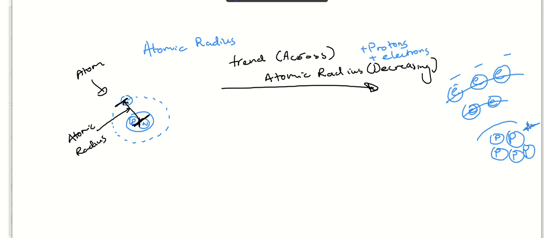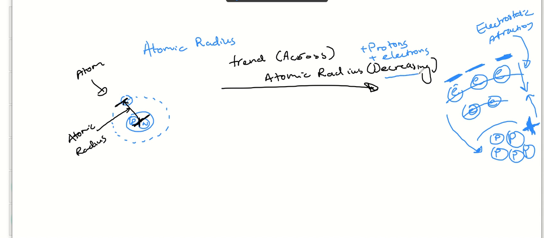Essentially, that means that the center of the nucleus becomes more positive, and the outer rims of the electron shells become more negative. We have a really nice electrostatic attraction. So there's a really strong electrostatic attraction, and that's the thing that's bringing our atomic radius closer towards the center. So that explains why it's decreasing.